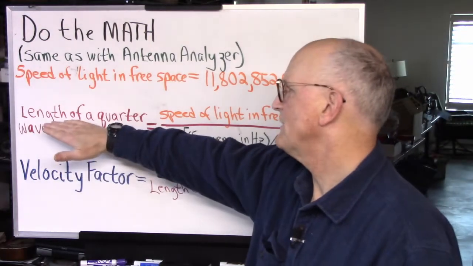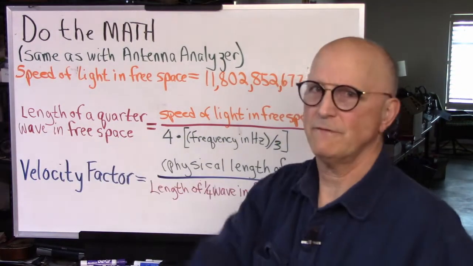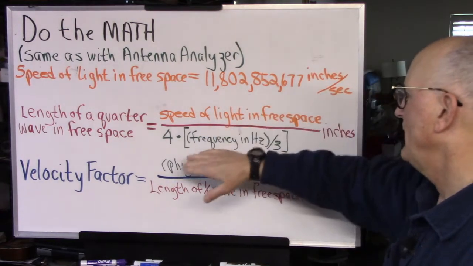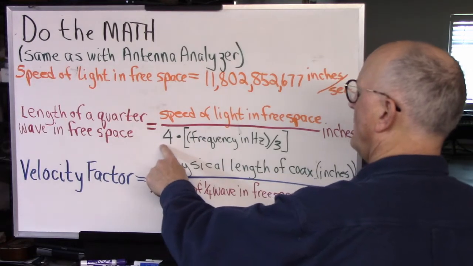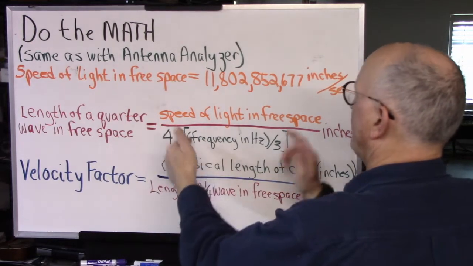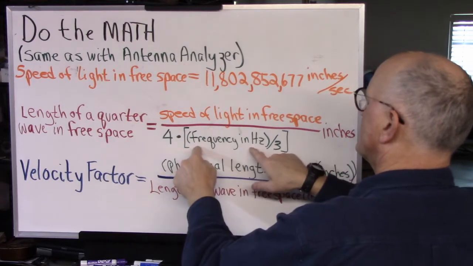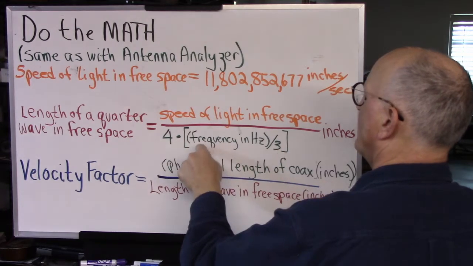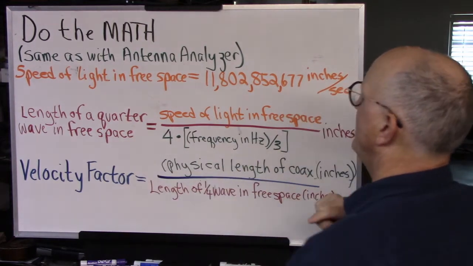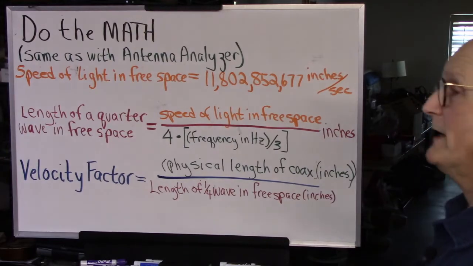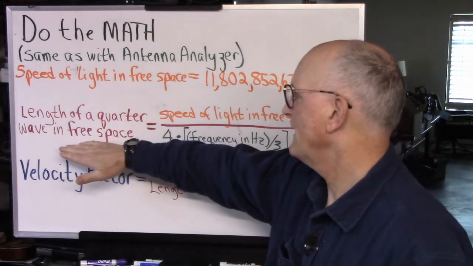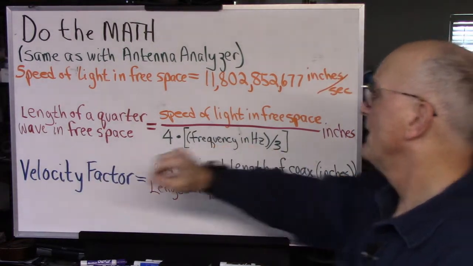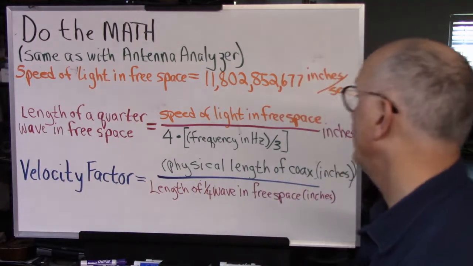The first step is to calculate the length of a quarter wave in free space. We do that by taking the speed of light that we have up here and dividing it by 4 times that frequency that we determined in hertz, and we divide that frequency by 3, so it's 4/3 the frequency in hertz divided into the speed of light in free space gives us the length of a quarter wave in free space in inches. Then we can calculate the velocity factor.